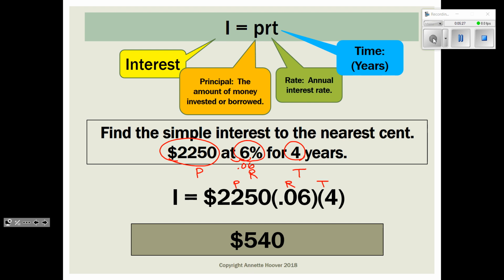So if your initial deposit was $22.50 and you earned $540 in interest, you could add those two together to see what is now in my account. And that looks like it's going to be $2,790, I think, if I can do my little mental math right here. Yep, $2,790. So now in your interest-bearing account, you have $2,790 because you earned $540 in interest.